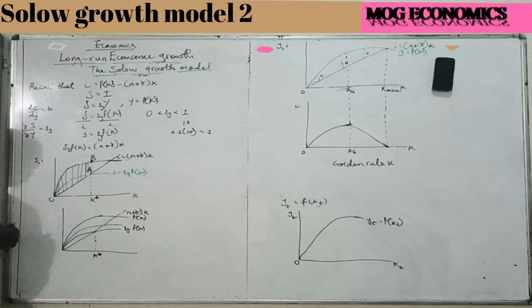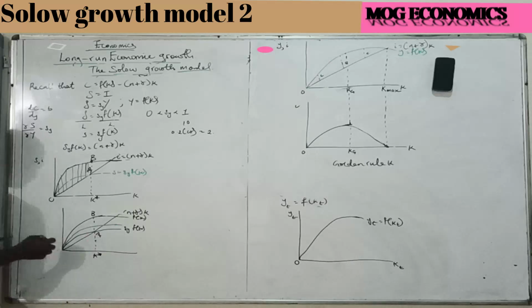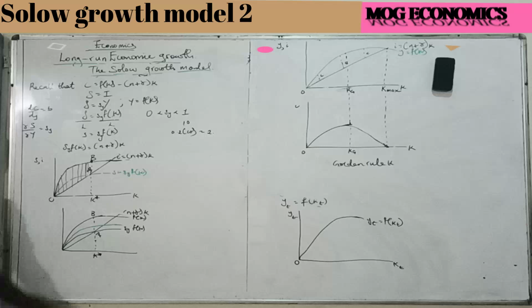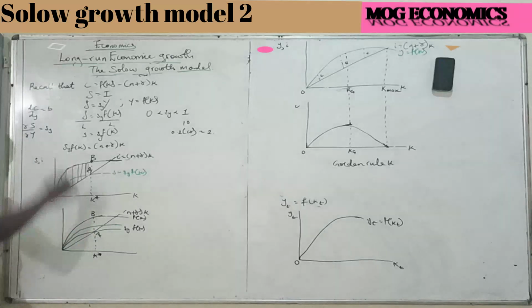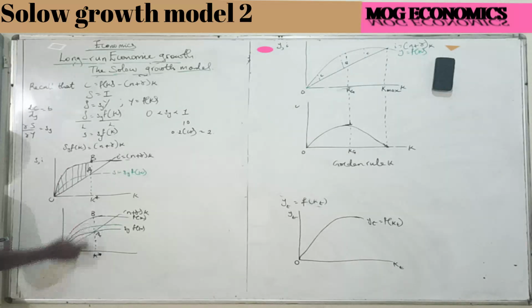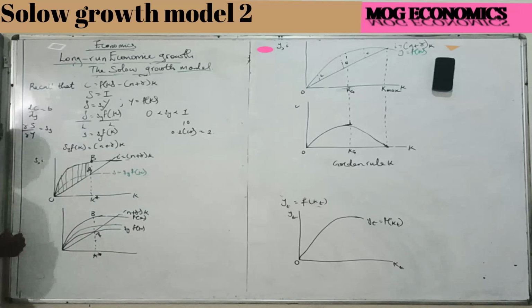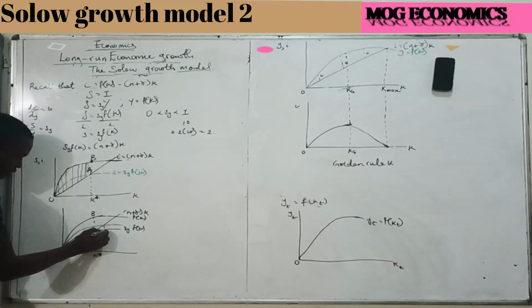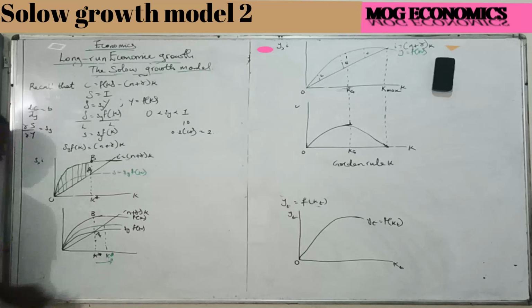Initially, this is point A, where the economy was enjoying this point B. But now that the saving rate has increased, for every level of capital per worker there is an increase in the amount being saved. So now the new steady state capital per worker is this place. You have K star 2, and this increases here.